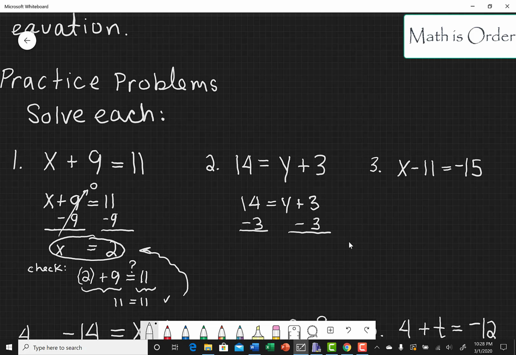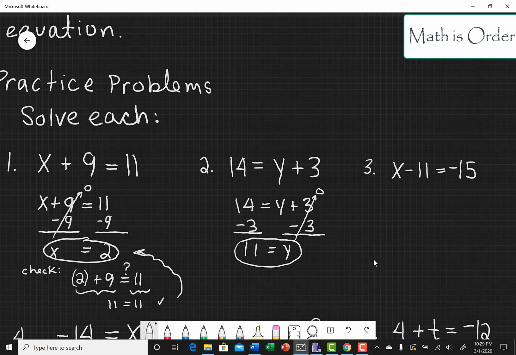Now, when I subtract 3 on the right-hand side, it cancels out the plus 3, because plus 3 minus 3 is 0. So the only thing left on the right-hand side of the equation is y. And now 14 minus 3 is 11. So our final answer is y equal 11, or 11 equal y. All right, moving on to number 3. And we could check this, but for the sake of time, I will not check all of these questions.